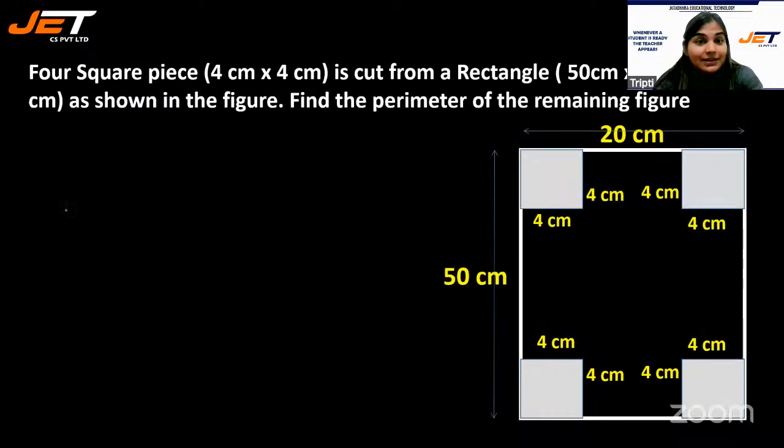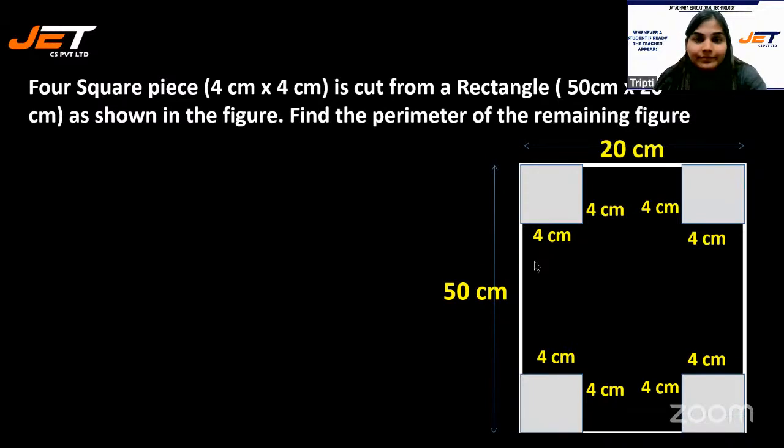Now, this time, 4 squares are taken out from the rectangle of measurement 50 centimeters by 20 centimeters. As you can see in the picture, find the area of the remaining figure. So these are the 4 squares on the corners. Try to do it.